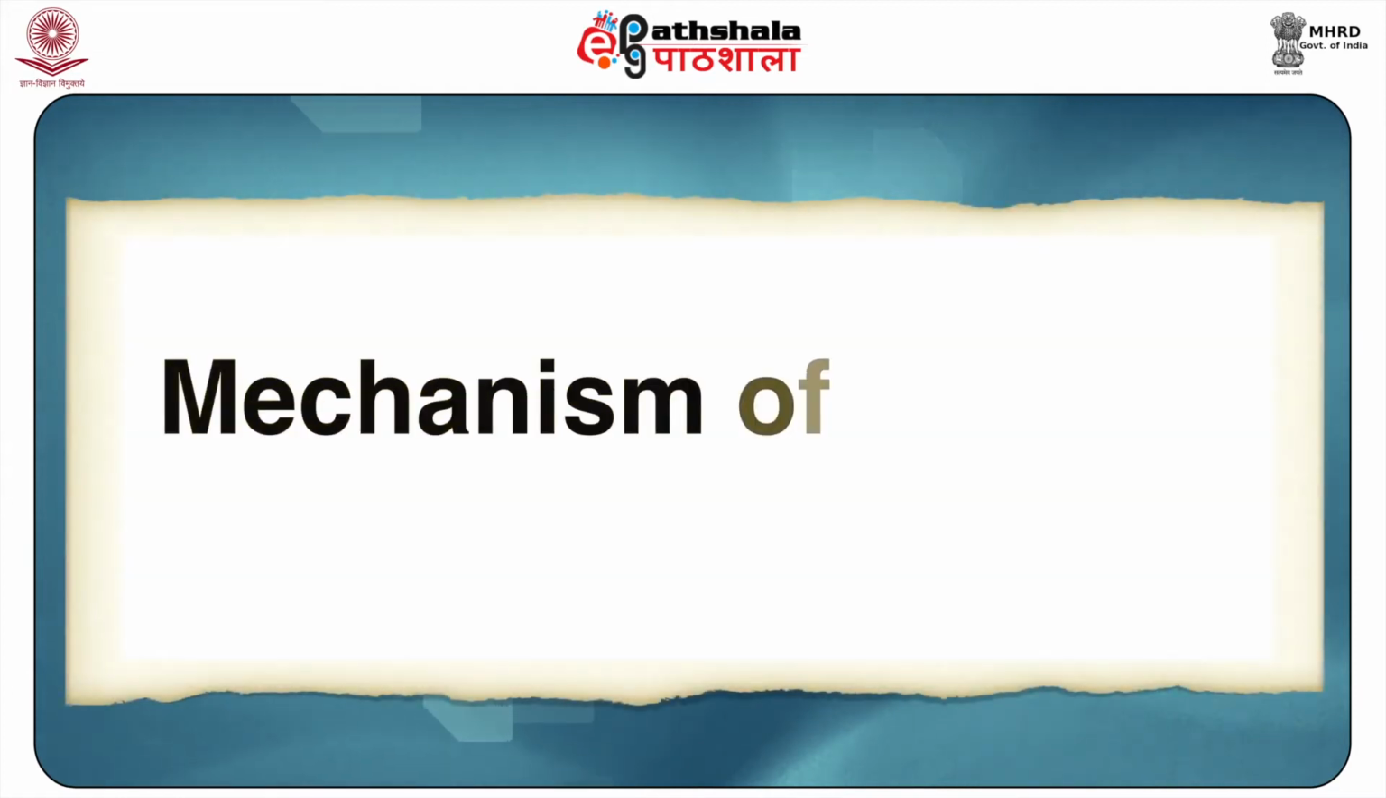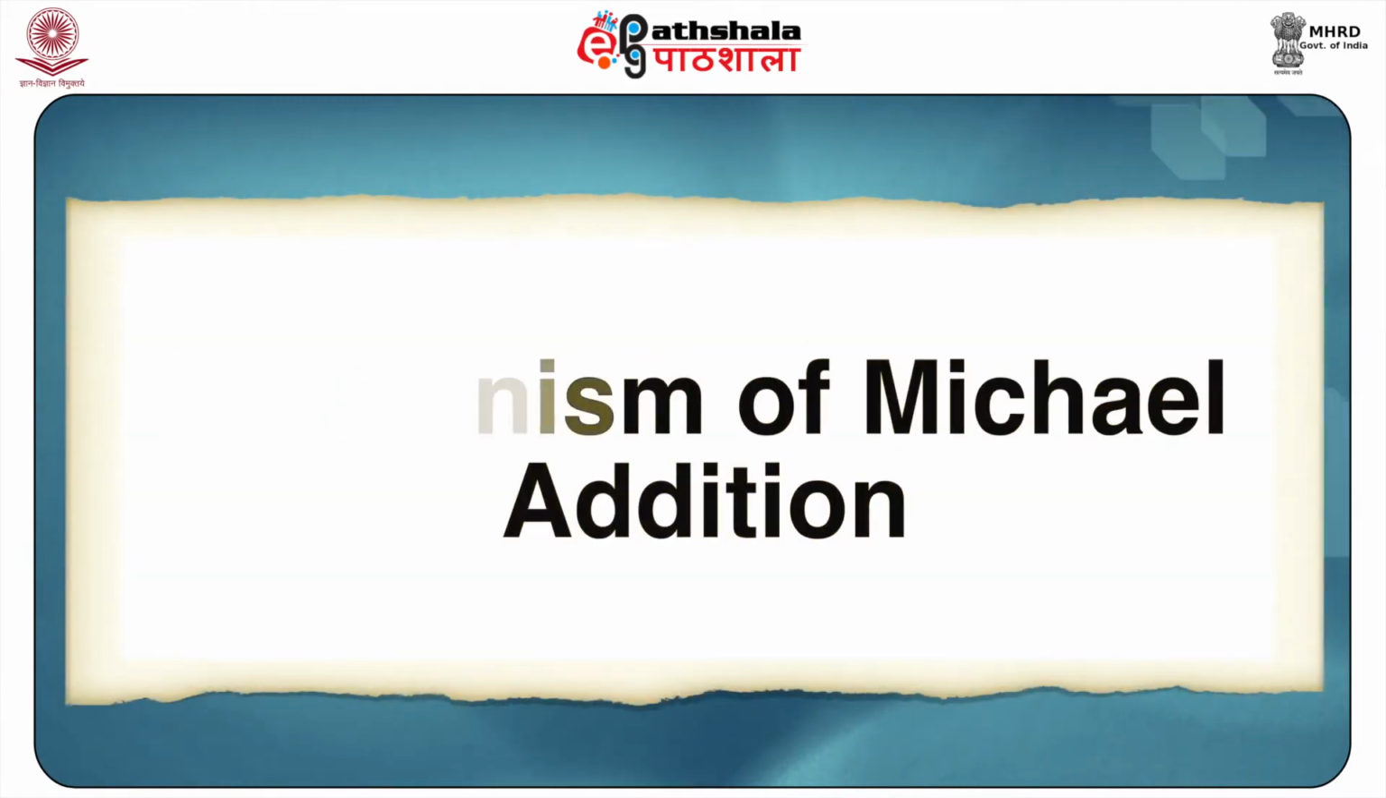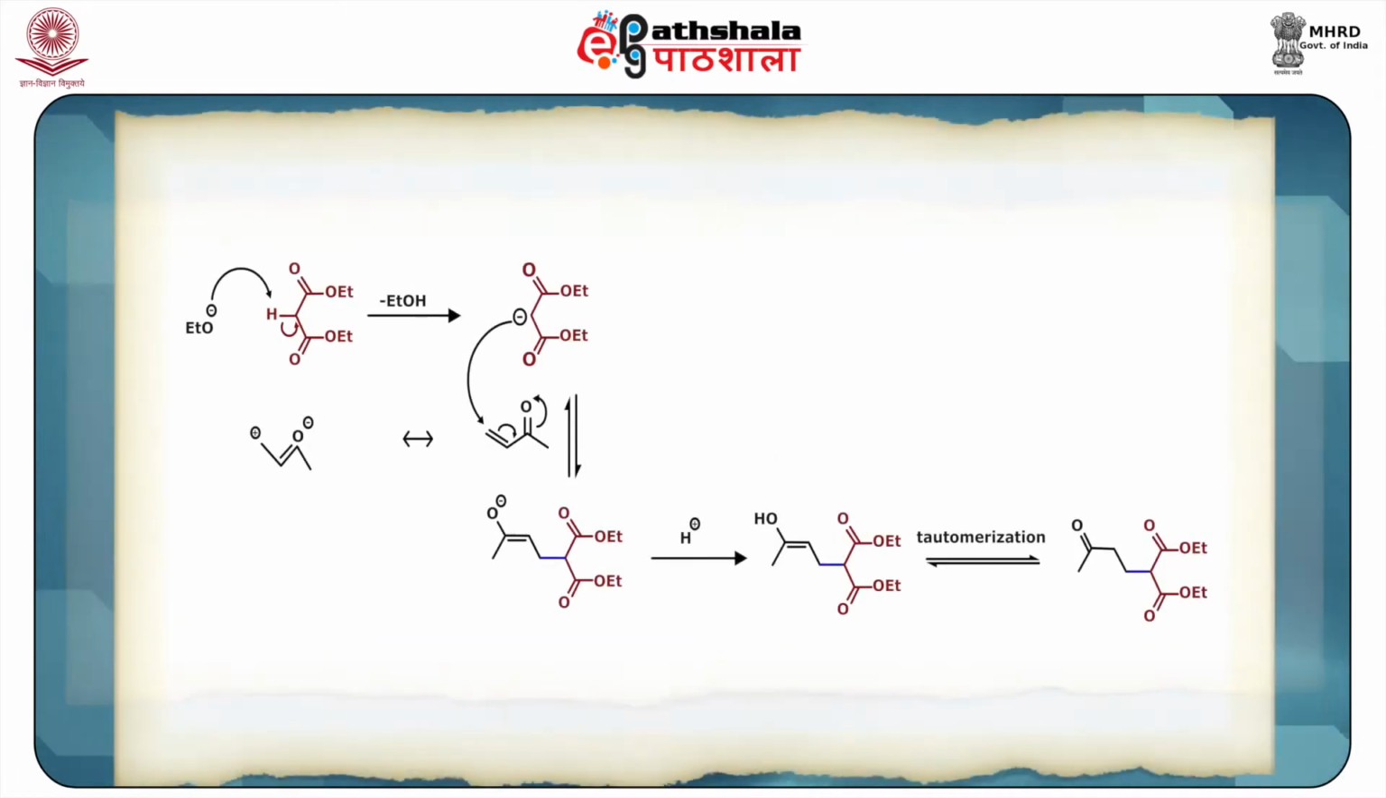Now, if we try to understand the mechanism of Michael addition, you can see this clearly as shown here. In the first step we have taken diethyl malonate as the example. When the ethoxide ion attacks as the base, it takes one of the protons of this active methylene group, and in turn there is formation of this carbanion.